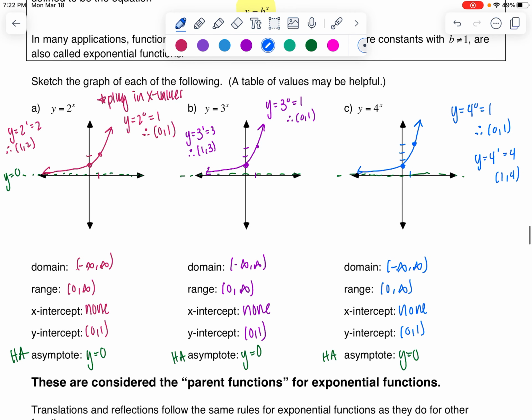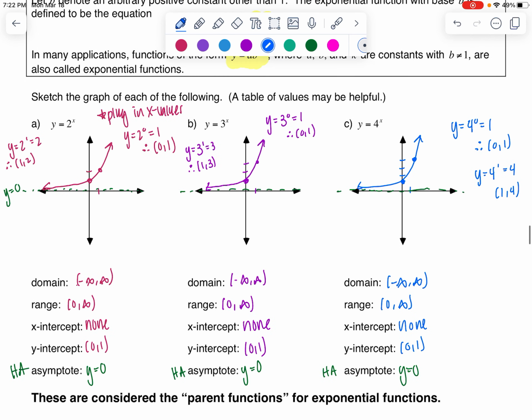So when we are doing problems later on in notes and in homework and whatnot, go ahead and refer to these parent functions.